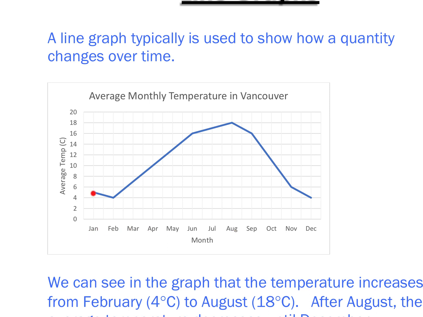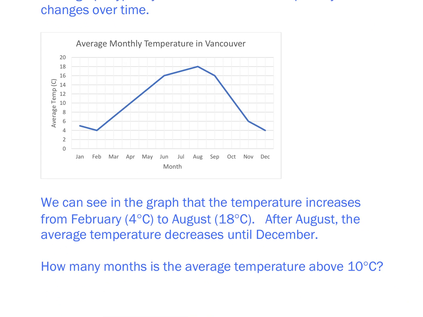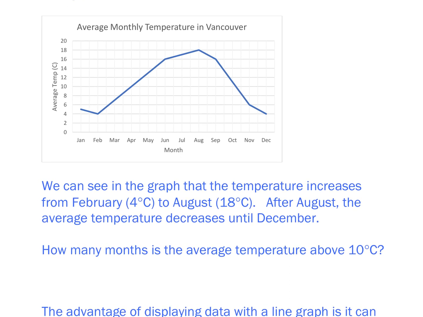And we can see starting in January, the temperature dips a little bit, and then it gradually increases, tapers off a bit. Hits the highest average of the year, and it starts to decrease a bit, decreasing a little bit more rapidly, and then levels off in December. So we can see in the graph that the temperature increases from February to August. After August, the temperature comes back down until December.